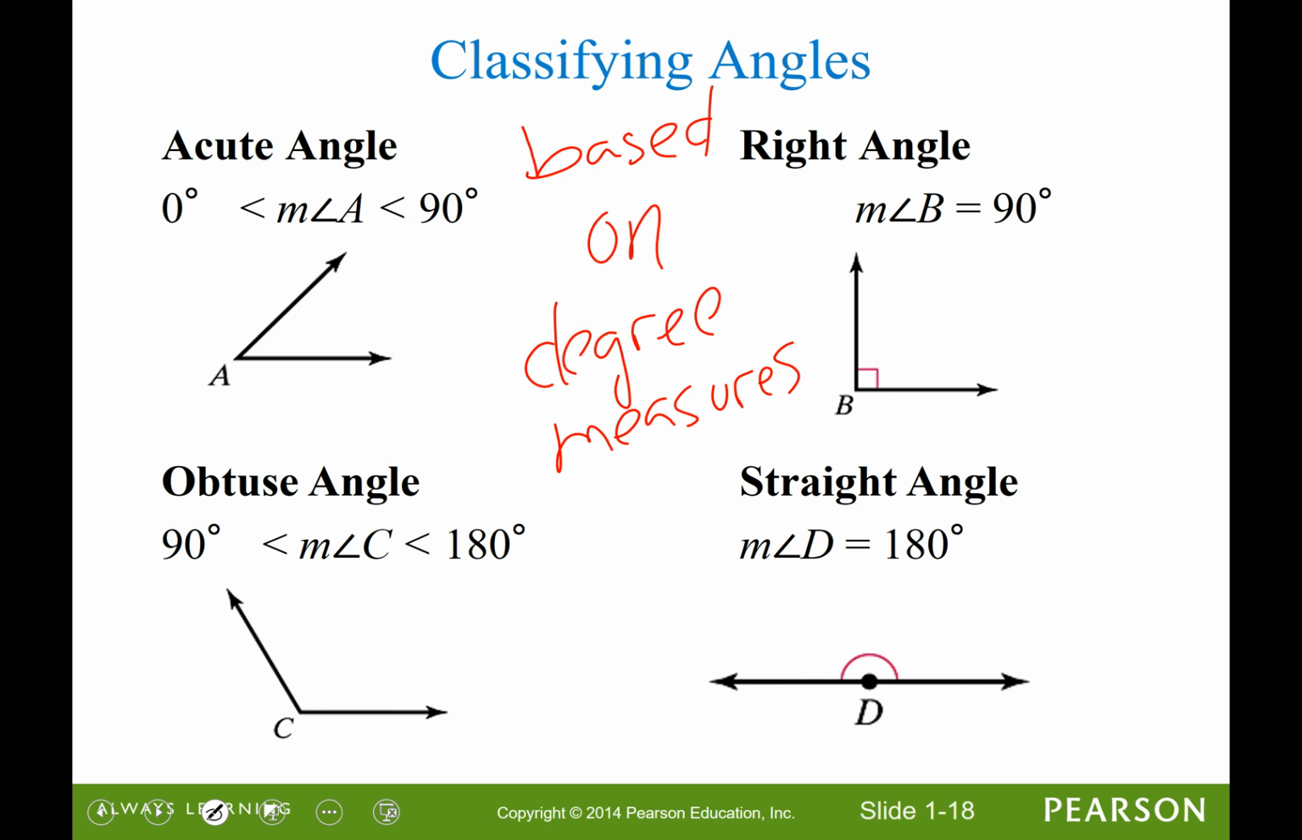All right, last one is the group of straight angles, and the angles that qualify for this group are angles with exactly 180 degrees, and that makes a straight line there. D is the vertex, and you'll often see an arch over that, just to clarify that you're talking about angle D versus just a point on that line.